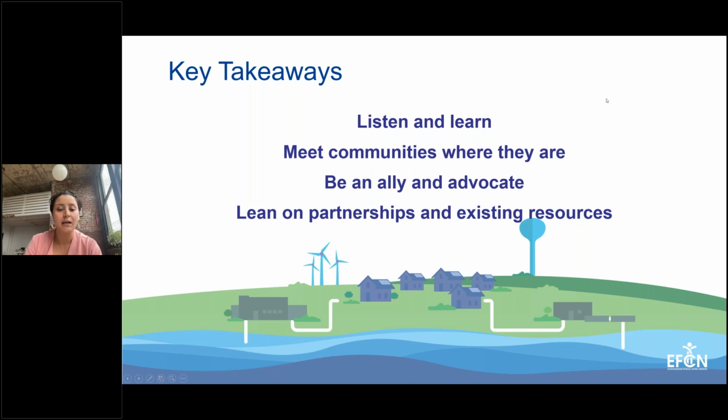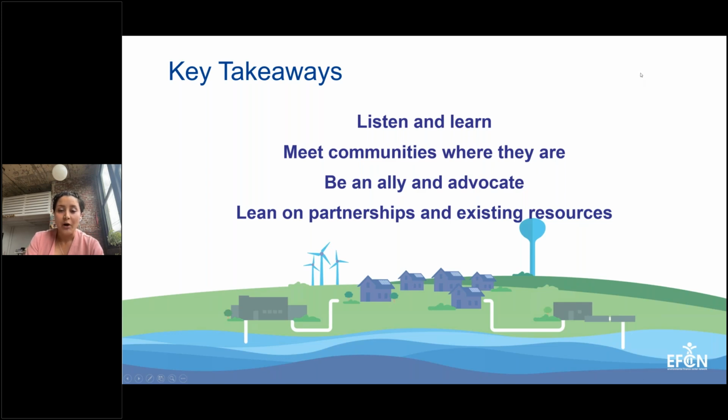I would say number three is to be an ally and to be an advocate. It's so important to take the listening and the learning and the meeting of those communities where they are, to take those lessons and recognize what the community needs and what the community wants, and try to advocate for those solutions. At the end of the day, the community members are the ones who know their context the best. So being able to be a champion for those is really important.